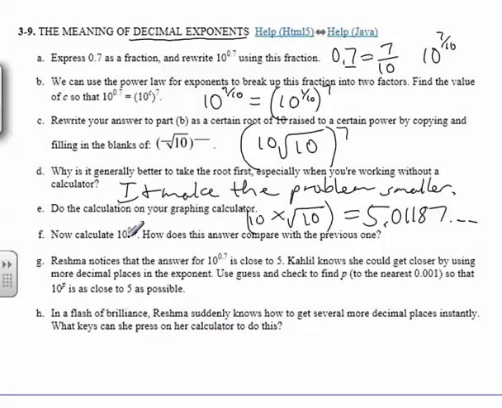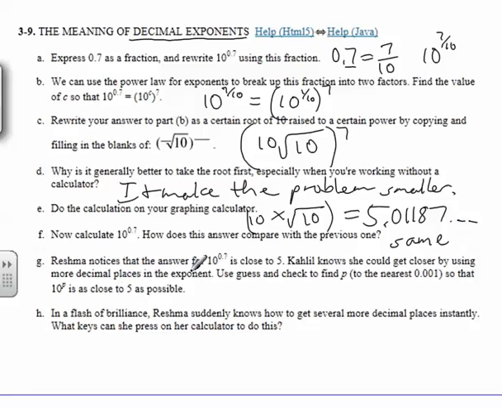Now calculate 10 to the power of 0.7. How should this compare? What do you think? I think if we did it right, it should be the same. So let me check it on my calculator, 10 to the power of 0.7. And yes, I see exactly the same. They mean the same thing.